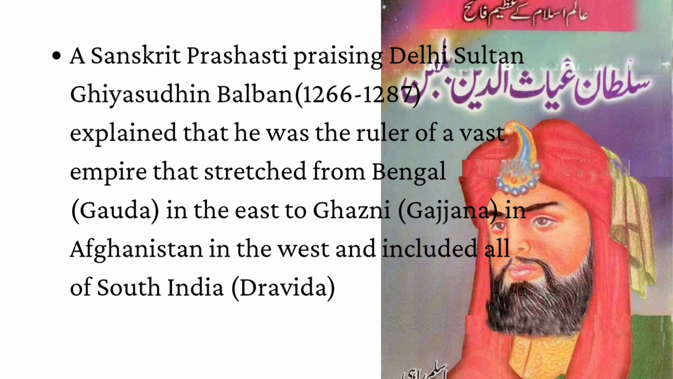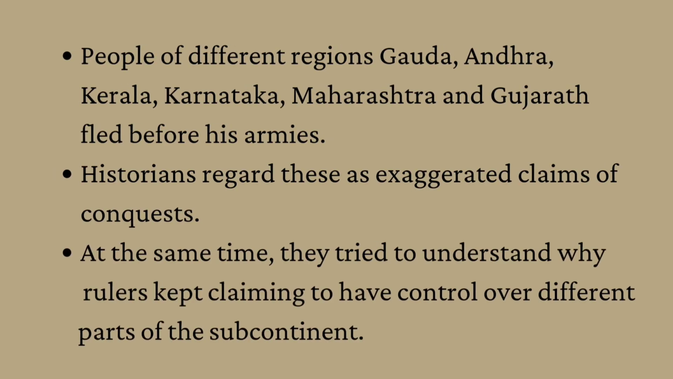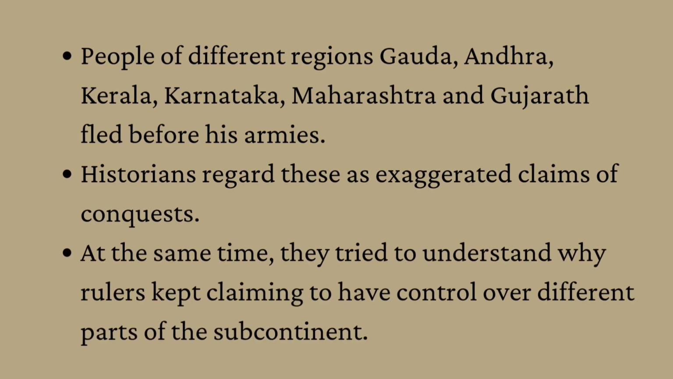So, from the Prashasti we can conclude that Balban had that much influence, and so people of different regions of Gauda, Andhra, Kerala, Karnataka, Maharashtra, and Gujarat fled before his armies. Historians regard these claims of Balban as exaggerated claims of conquest. At the same time, historians tried to understand why rulers kept claiming to have control over different parts of the subcontinent.